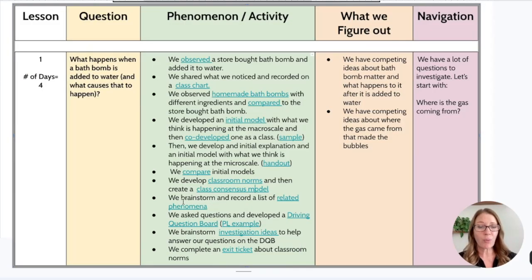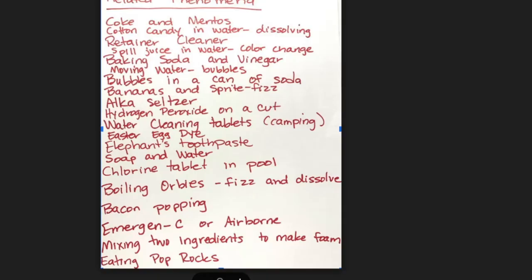Okay, so then we brainstorm a list of related phenomena. And so you will see this is a sample poster. I think this one comes from the teacher guide. And so these are all things in students' lives that they can connect to the bath bombs. So this broadens the idea of the phenomenon. It's not just bath bombs, it's Coke and Mentos, it's bubbles in a can of soda, it's boiling Orbeez.